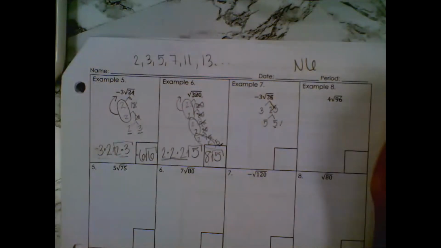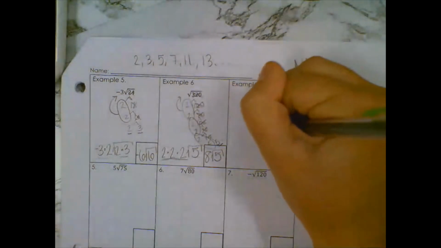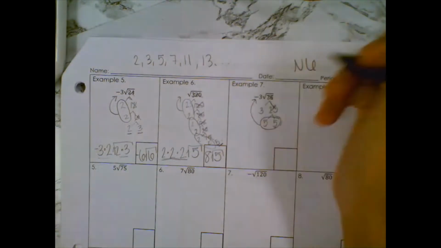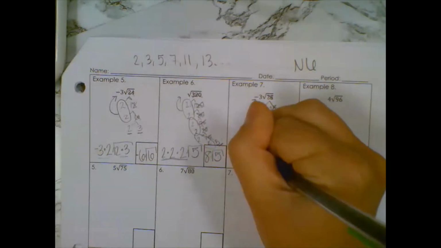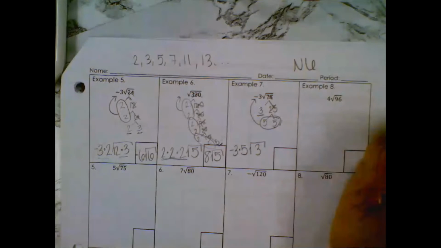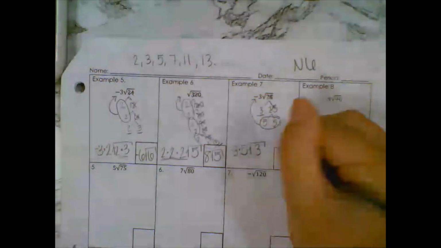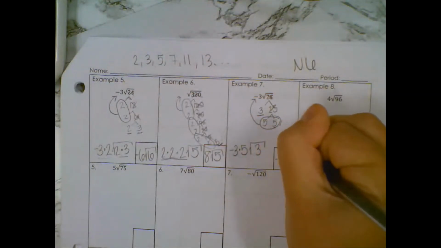All the other numbers were broken apart. So I have a pair of 5s. That's going to come out. So -3 times 5, and then that single 3, that goes back in. So -3 and 5 is -15 root 3.